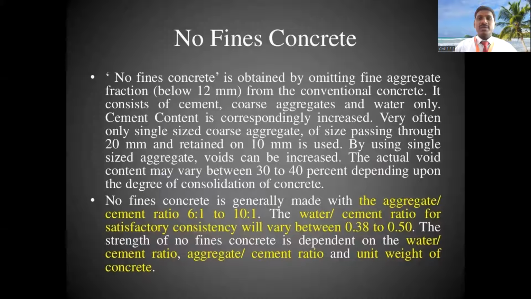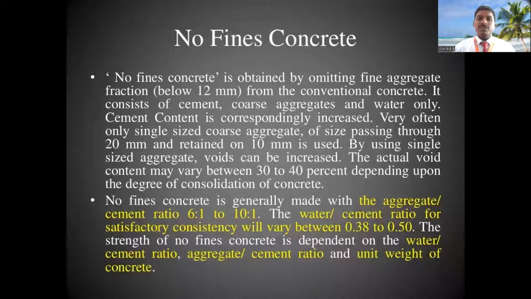The next type of concrete under lightweight concrete is no fine concrete. No fine concrete means we are omitting the fine aggregates from the concrete. The general concrete is a mixture of what? Cement, sand, aggregates and water. But here we are not using the fine aggregates. It means sand we are not using. So that is no fine aggregate concrete.